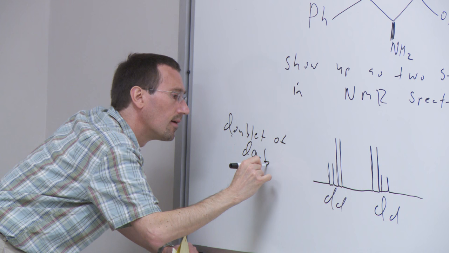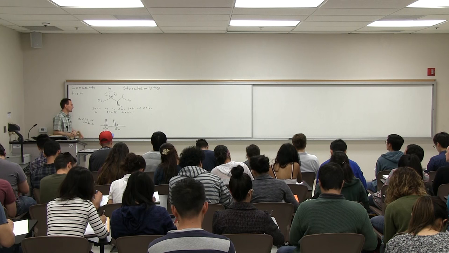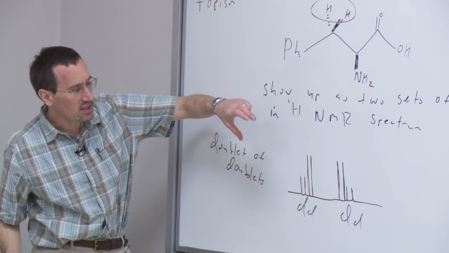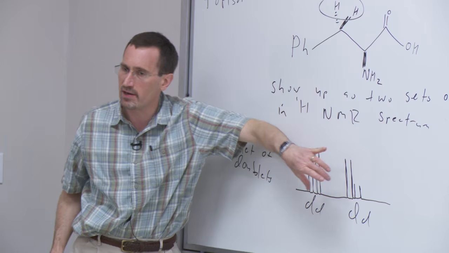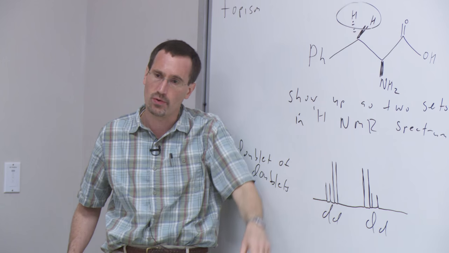But what I want to focus on is not the splitting pattern here. So this is the 1H NMR spectrum. What I want to focus on is not the splitting pattern, but that these hydrogens are somehow different. They're in a different magnetic environment. And you can say, oh, well, I can kind of see that. One hydrogen, as we've drawn it, is sort of on the same side as the NH2. The other is opposite. I see they are somehow different.